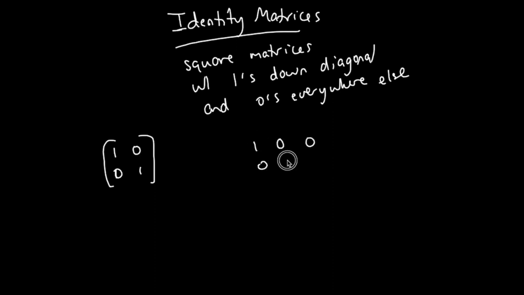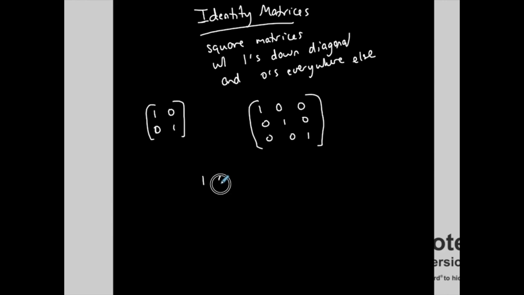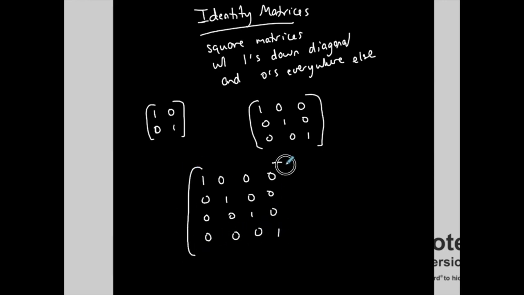The identity matrix for a 3x3 matrix, particularly, right? It's a square matrix. It has three rows and three columns. Ones down the diagonal, zeros everywhere else. This is the identity matrix for a 3x3 matrix. I'm not going to do a lot after this because they're getting bigger and bigger. Obviously, this is a 4x4 matrix, four rows, four columns. It's a square matrix, and it has ones down the diagonal with zeros everywhere else. This is a 4x4 identity matrix.